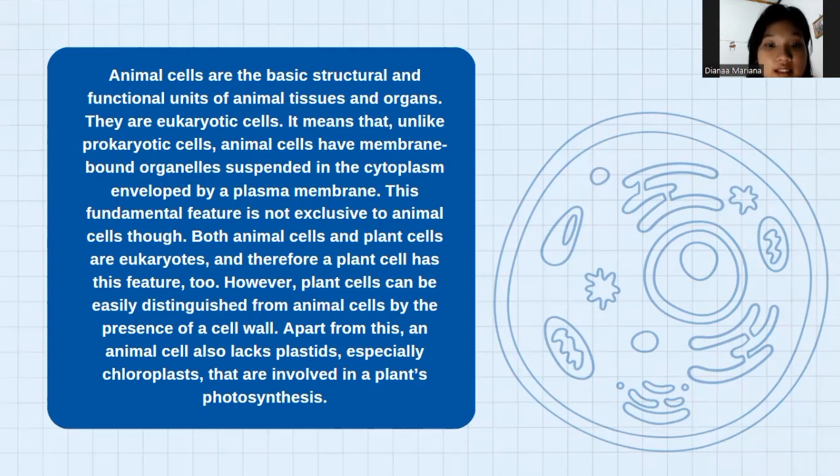However, plant cells can be easily distinguished from animal cells by the presence of a cell wall. Apart from this, an animal cell also lacks plastids, especially chloroplasts that are involved in a plant's photosynthesis.